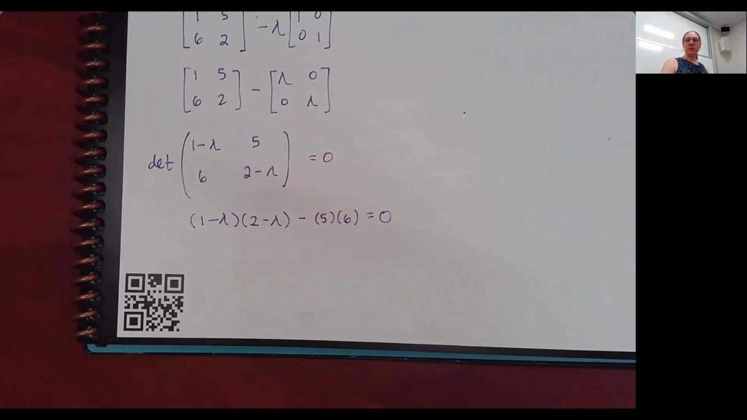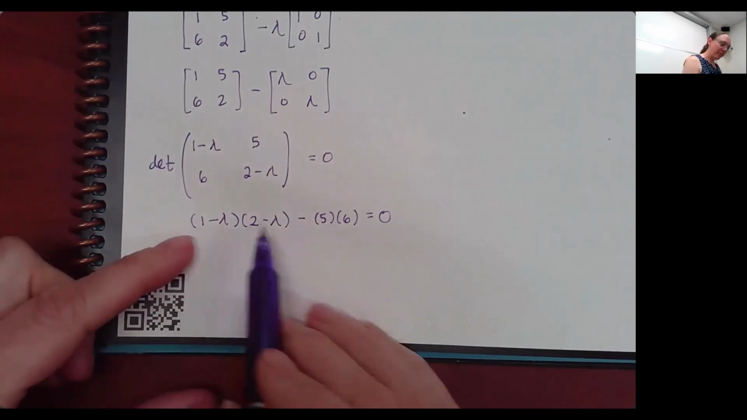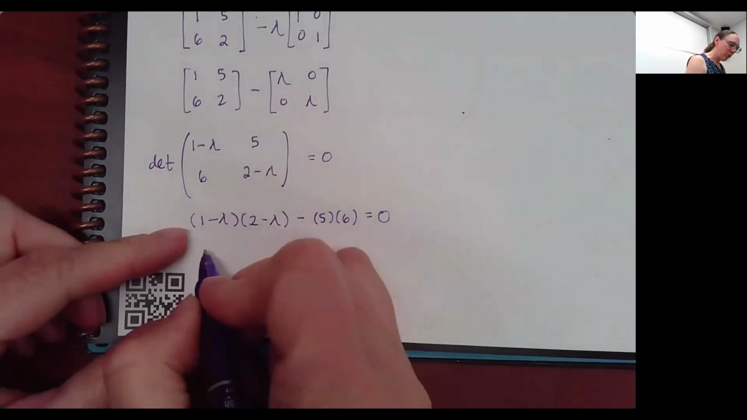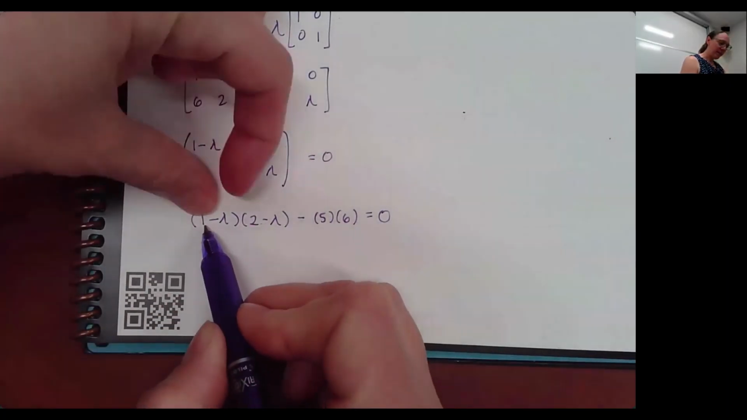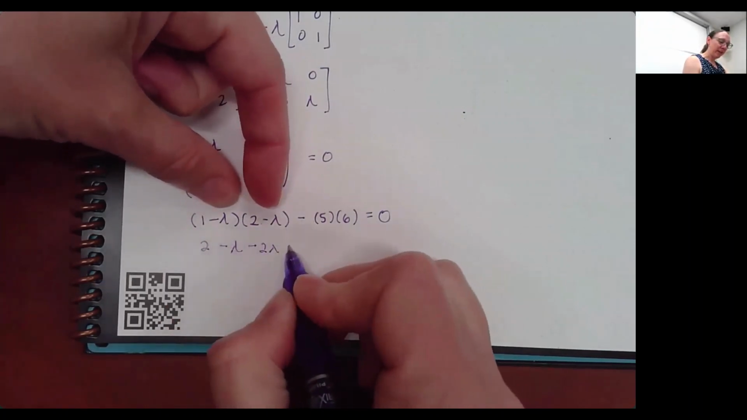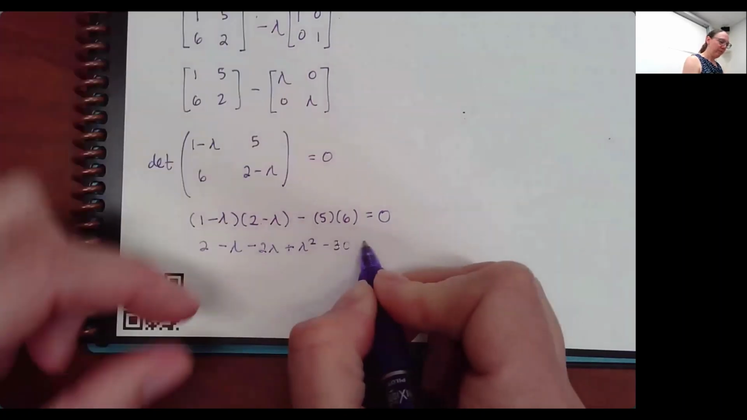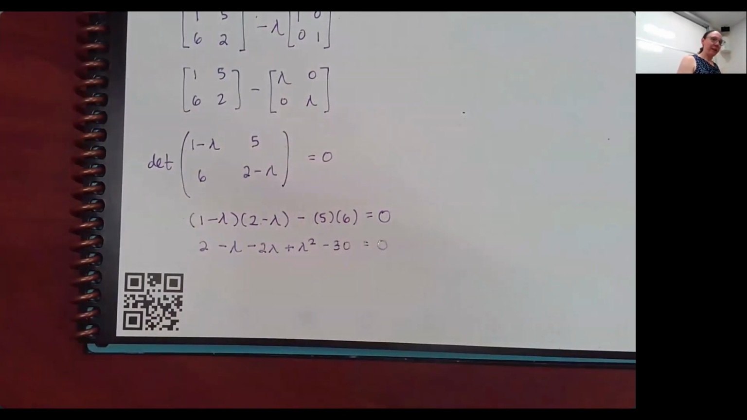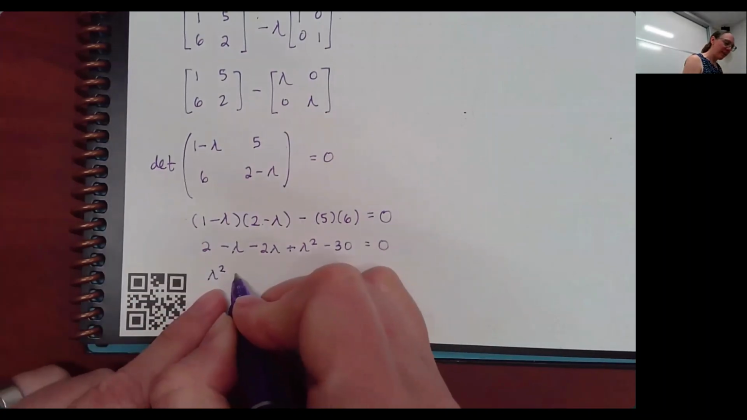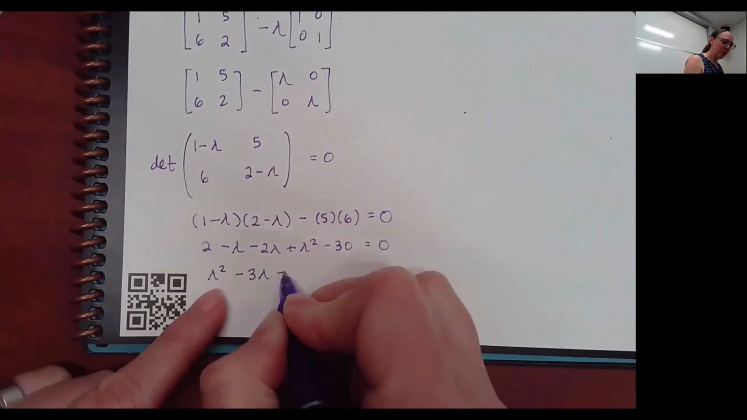Okay. Time for me to do some algebra. So if I distribute everything out over here, I am looking at 2, I've got a 1 times a negative lambda, so that's a minus lambda, a minus 2 lambda, a positive lambda squared, and a minus 30. I am stuck in my ways, and I need the lambda squared to be out front for me to factor. So that's going to be lambda squared minus 3 lambda minus 28.